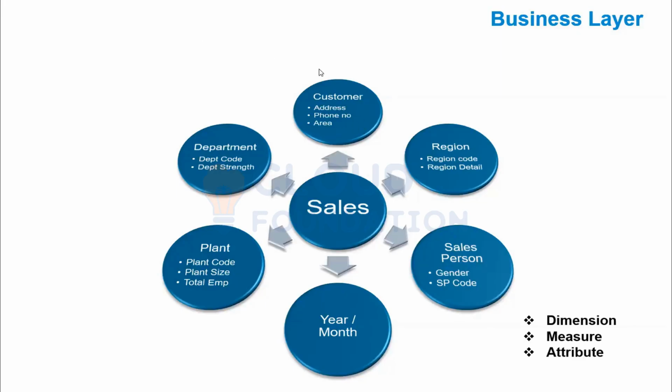We have to create in this manner so that the end user will understand the report better for their analysis purpose. Department is one class. Under that we have these objects created. Plant is one class. Under that, plant code. Plant size is total employee. In this manner, we can create folders, and inside them objects with some formulas that we can use for our analysis purpose. The types of objects are dimension, measure, attribute.